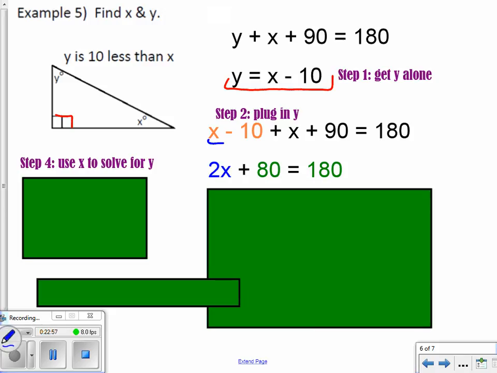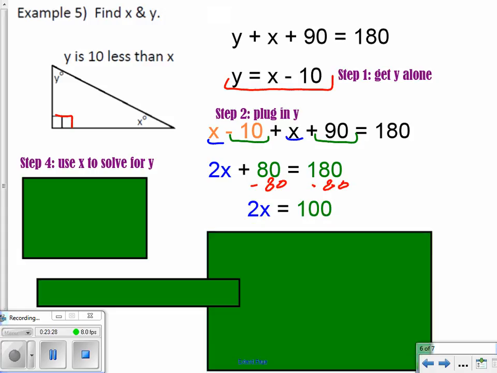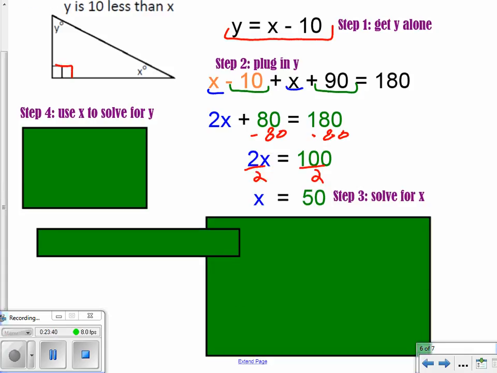From there now, we can combine some like terms and simplify as we go. I had x and x both being positive, so when I put them together, I have 2x. I had a negative 10 or a minus 10 and a positive 90, so those became positive 80. So that's where those pieces of my new equation came. 2x plus 80 equals 180. I can subtract 80 from both sides, which means I'm going to have 2x equals 100. We have all of our x's alone and our constants alone on the other side. And my last step is to divide 2 from both sides, and I would get x equals 50.